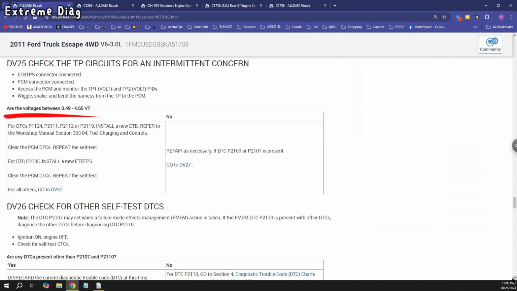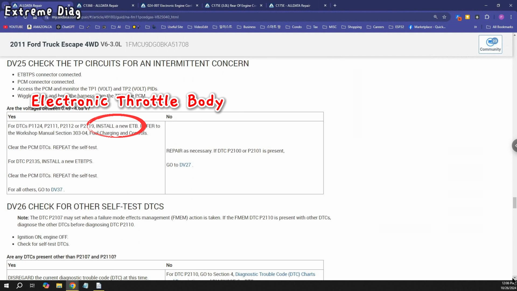The question is whether the voltage is between 0.49 and 4.65 volts. The answer is yes, and the conclusion is to replace the throttle body. In summary, since no issues were found in the wiring, replace the throttle body. If the symptom persists, replace the PCM. This concludes the diagnosis.